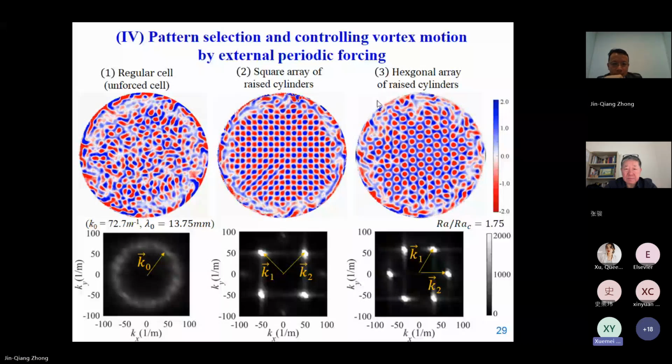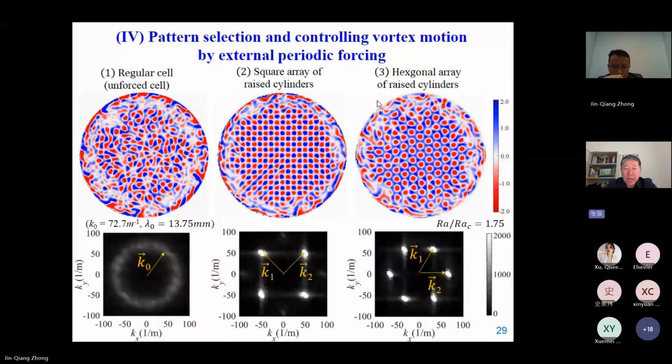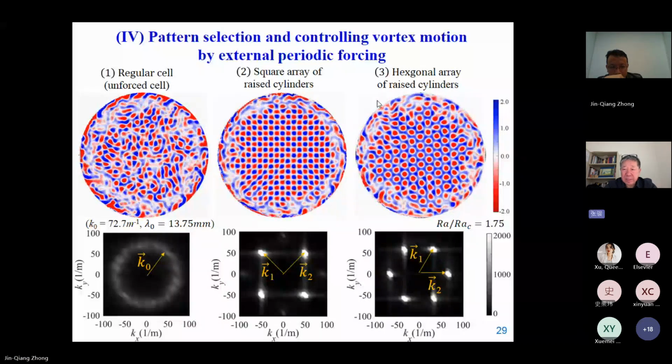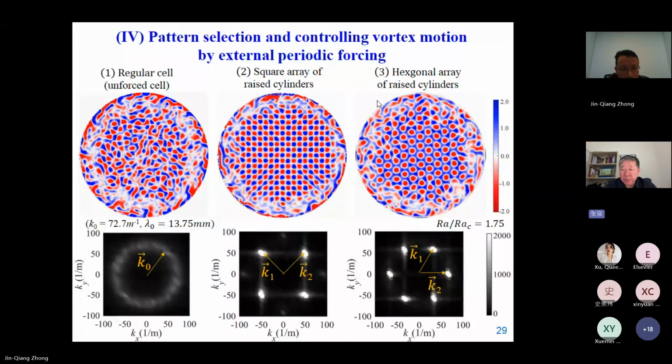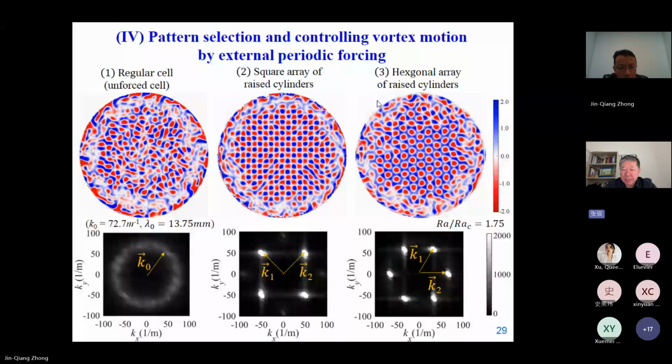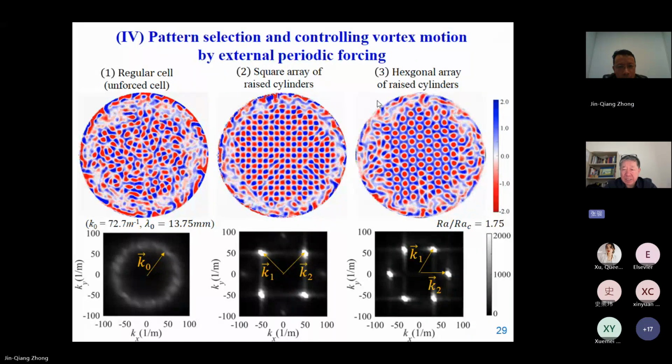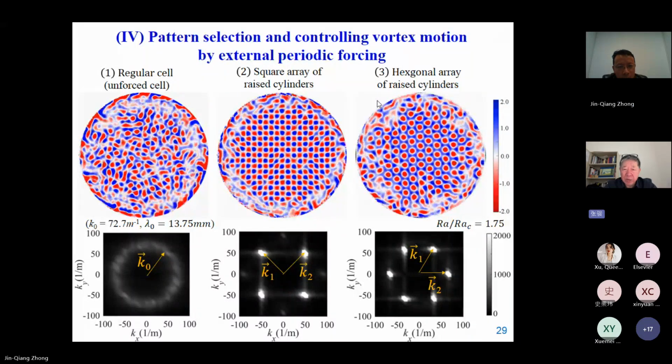I have not found any questions there. Okay. I saw one question: how is the external periodic forcing implemented in the experimental setup? That's an experimentalist question, I guess.